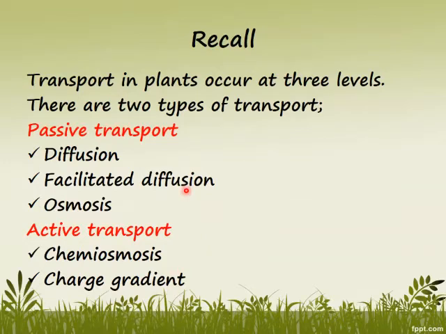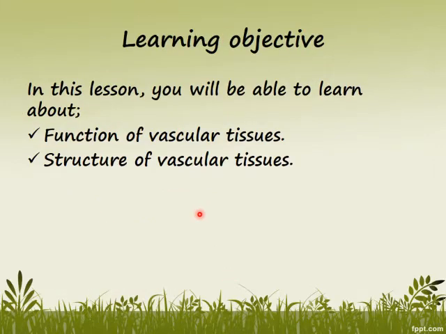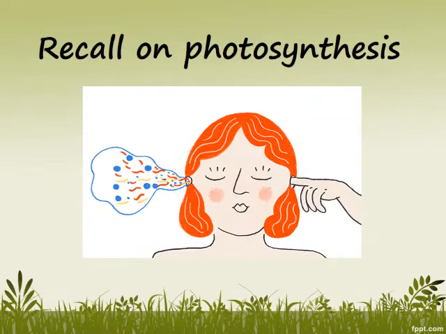So in our previous class, we discussed that transport in plants can occur at three levels. There are two types of transport. It can be passive and active transport, and they are further divided into different processes. So these are the learning objectives of today's lesson. We will discuss the function of vascular tissues and the structure of vascular tissues.